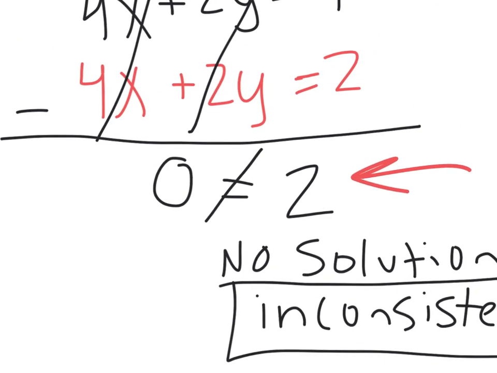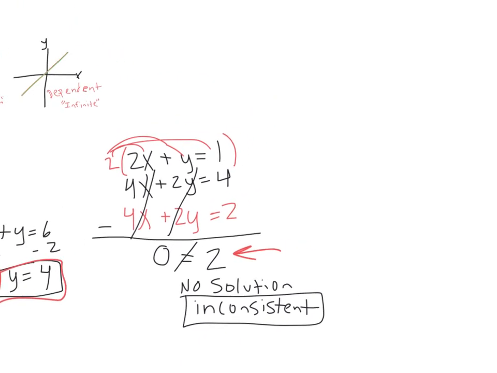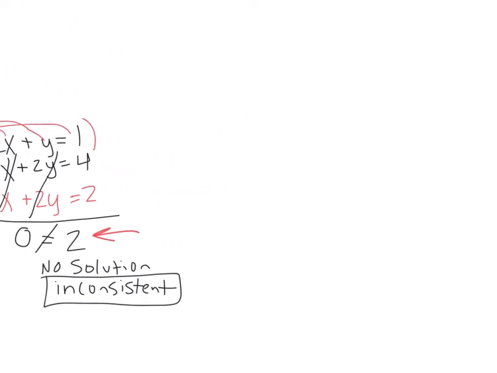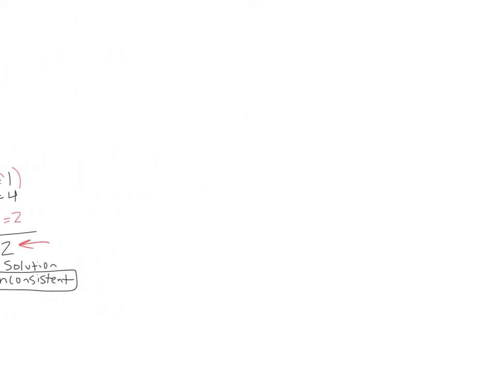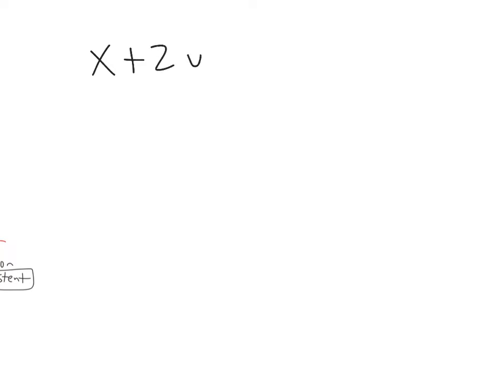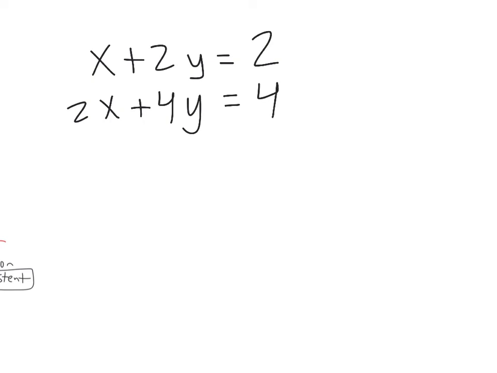All right, let's try another one here. Let's do this one. Let's do x plus 2y is equal to 2. And let's do 2x plus 4y is equal to 4.